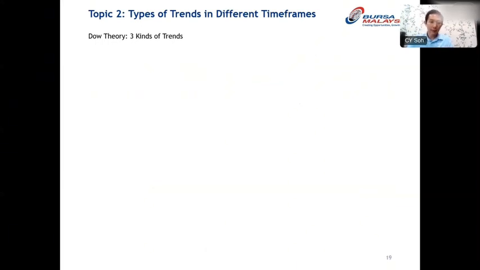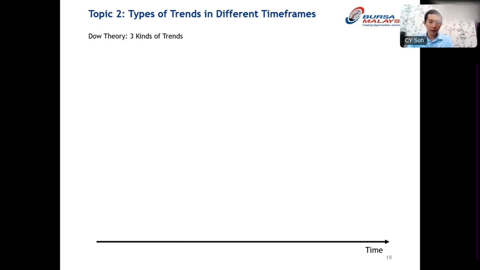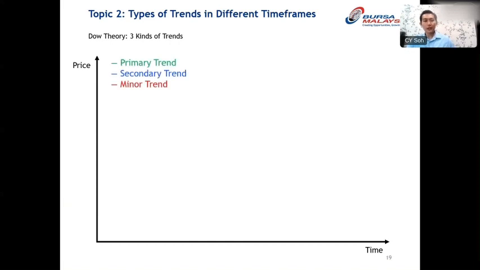Now let's have a look at this Dow theory. Later on, we are going to combine these 3 types of trend. So we have our x-axis, which is time, and y-axis in terms of price. Later on, I'm going to share with you three different lines in three different colors. First, let's have a look at the red line, which is the minor trend.